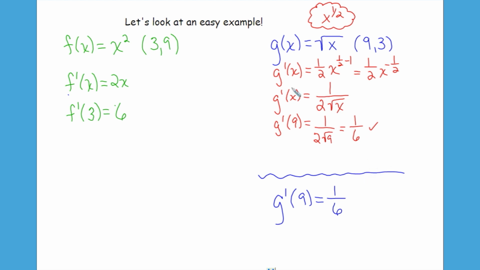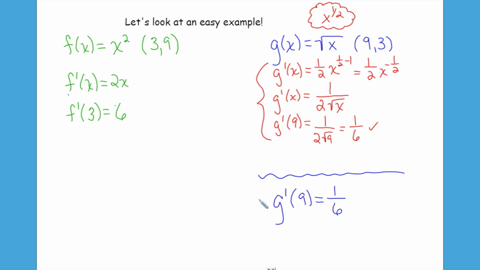So, this was not as easy as just taking the derivative of this and getting 2x and plugging a 3 in. So I don't have to go through this step every time if I know what the derivative of the original is at the other point. Now notice the question is g prime of 9, but I plugged in the derivative of the original at the 3, not the 9. And that's the relationship.